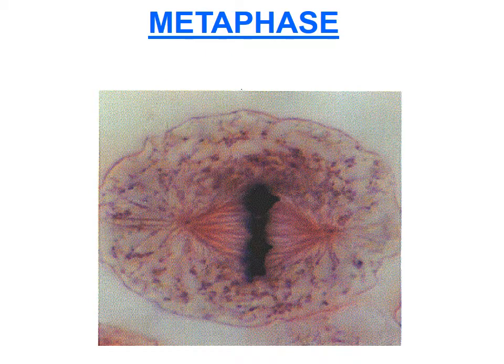Here's a look at metaphase under the microscope with clearly visible spindle fibers. Here are the chromosomes meeting in the middle, and here are your individual spindle fibers. You can almost make out the centriole right here, these little black dots.